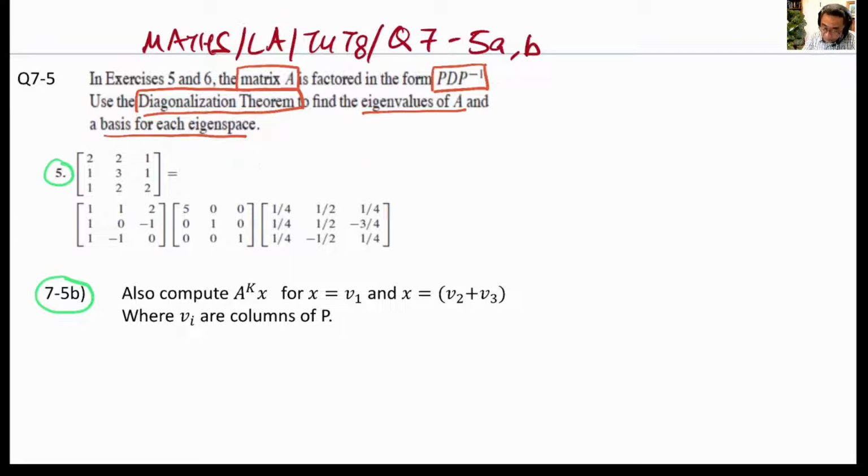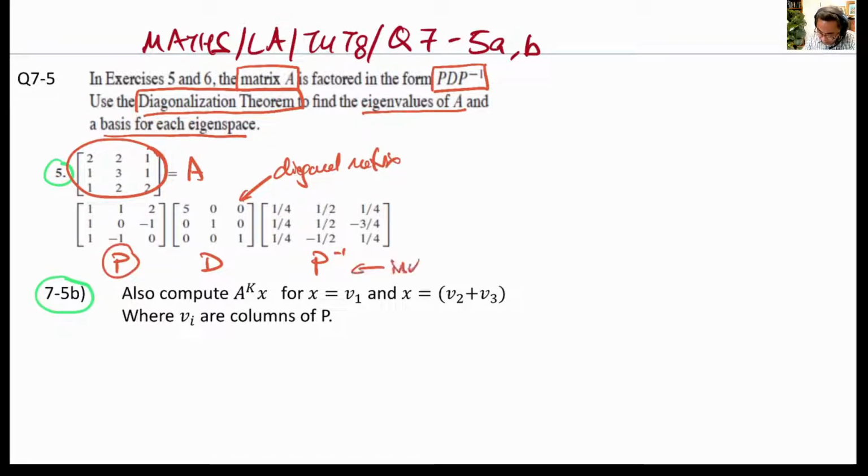What we know from the diagonalization theorem is that if A can be decomposed into P, D, and P minus 1, where D must be a diagonal matrix and P has an inverse, then we are sure that the elements of D are the eigenvalues and the columns of P are the eigenvectors. So let's find out what they are.